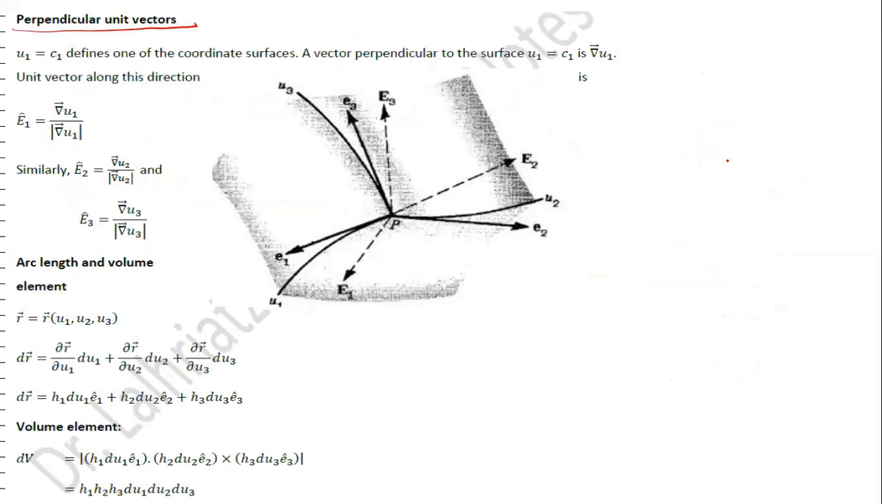So we know that what is this? This is your, let's say, coordinate line u1. So what is this surface? This surface will be the u1 equal to c1 surface, the coordinate surface, the curved surface. And this is your u2 coordinate line, coordinate curve, and this is your u2 equal to c2 coordinate surface. This is your u3 equal to c3 coordinate surface.